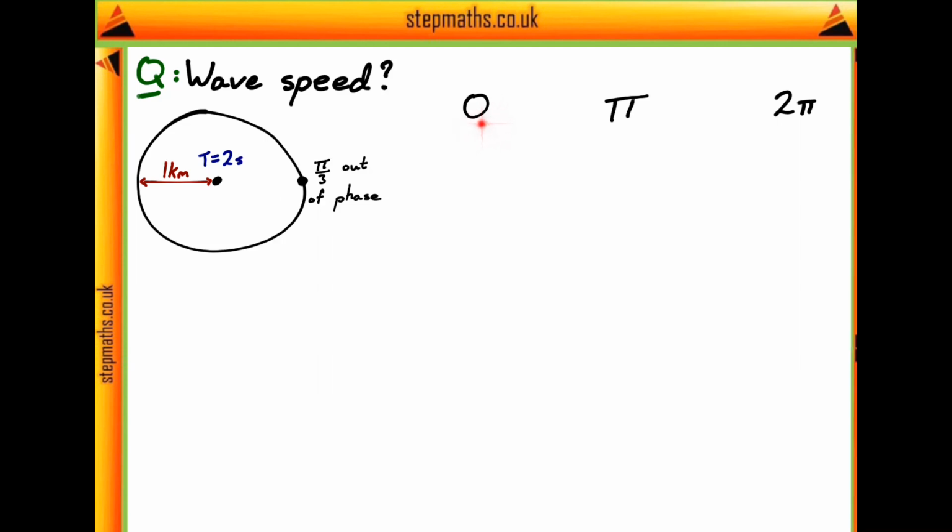The first being a phase difference of 0. So what this means is that the waves are going to be completely in phase. There's going to be absolutely no phase difference. So two identical waves starting at exactly the same point have no phase difference.